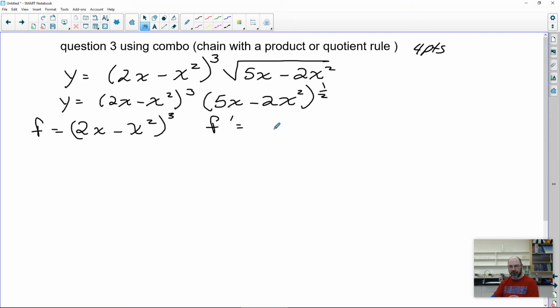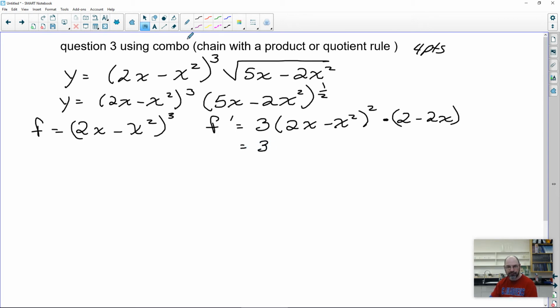Okay, so we're going to take 3 out front, put the brackets as our variable, 2x minus x squared, subtract 1 from the cube to get squared, and then chain it with the derivative of what's inside, times 2 minus 2x. Okay, we'll do a little simplification there.